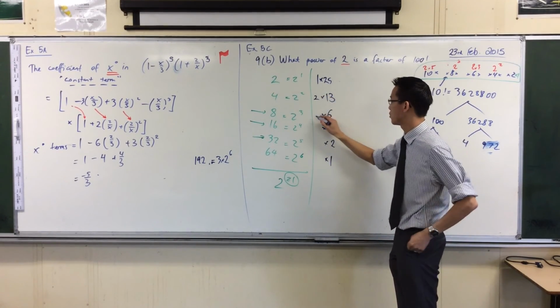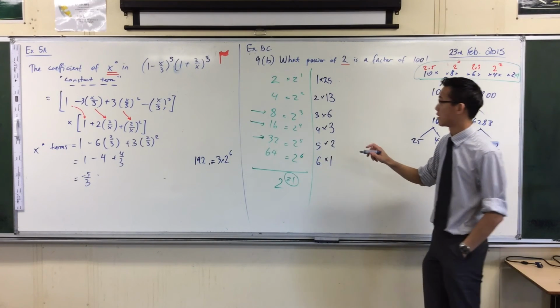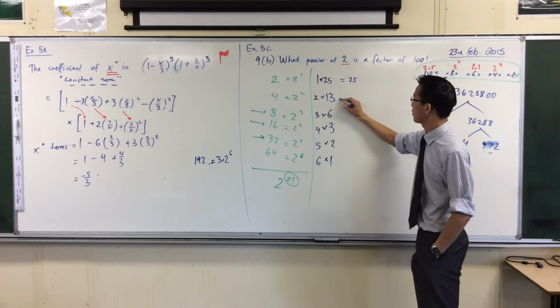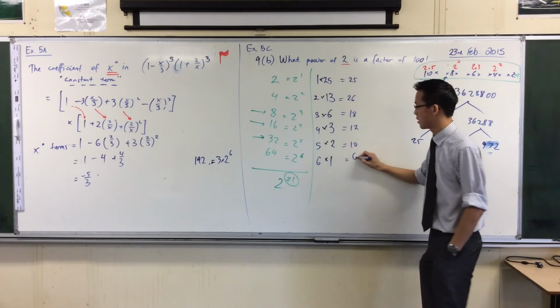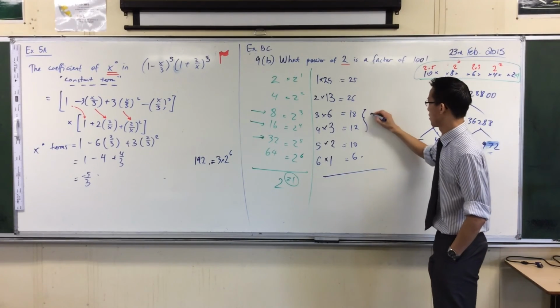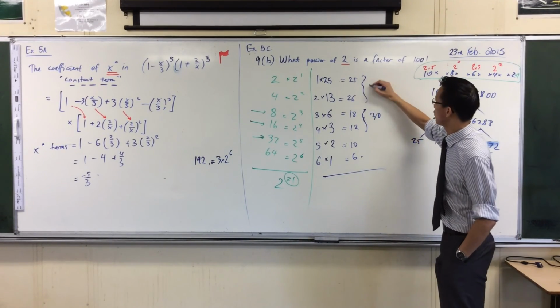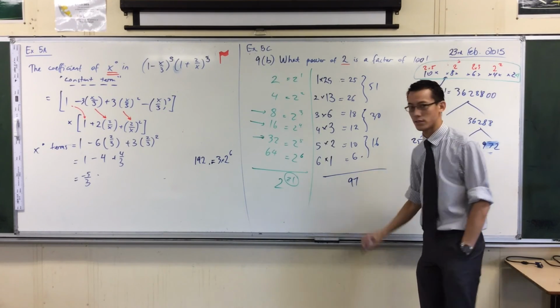And these will contribute 2, and 3, and 4, and 5, and 6. Let's hope my numbers work. 25, 13, 6, 3, 2, 1 factors, so 25 plus 26 plus 18 plus 12 plus 10 plus 6, which gives 97.